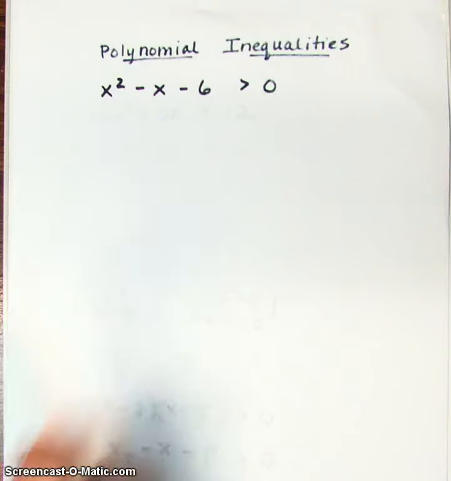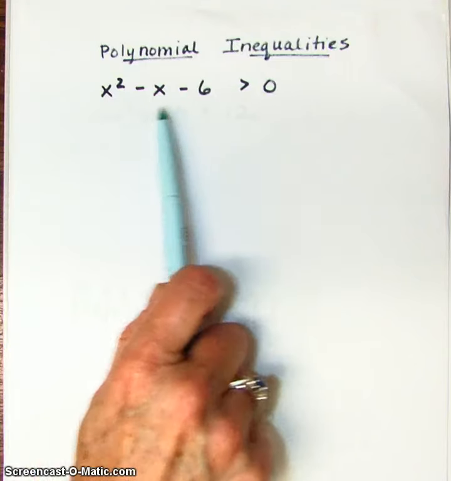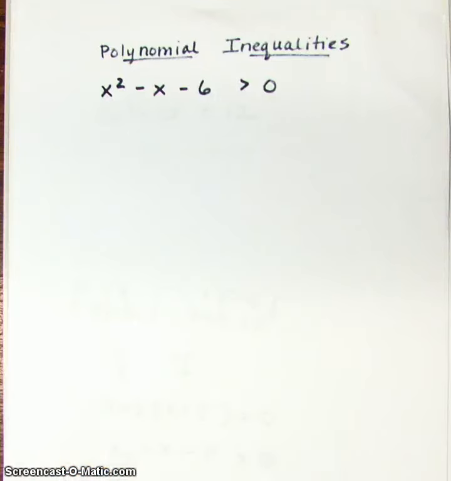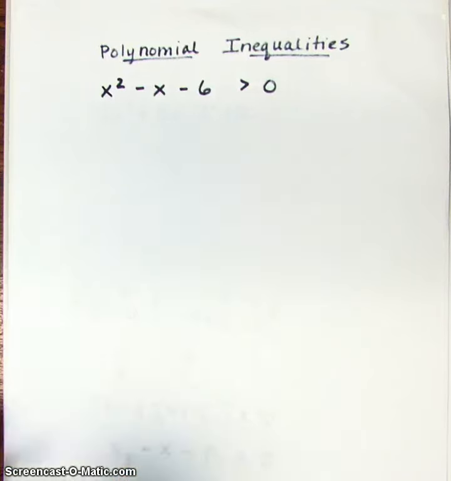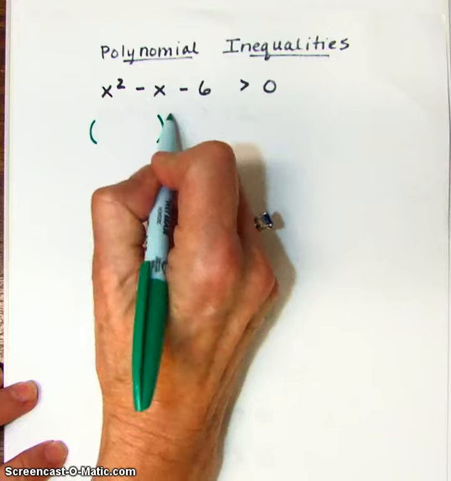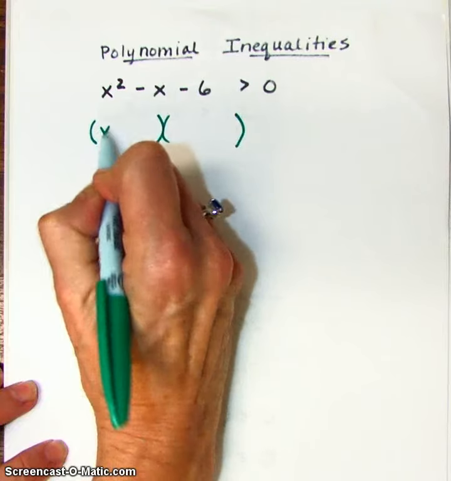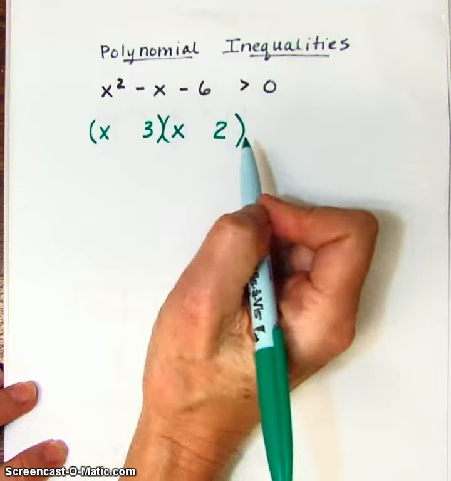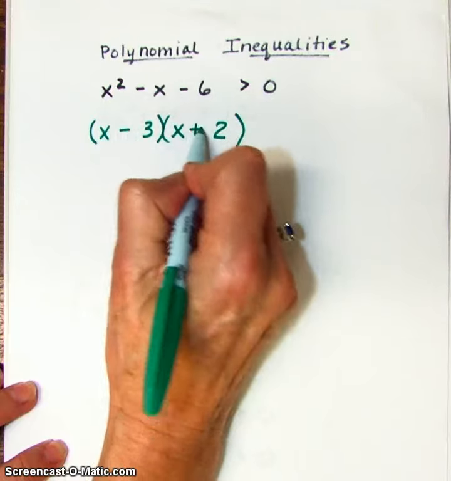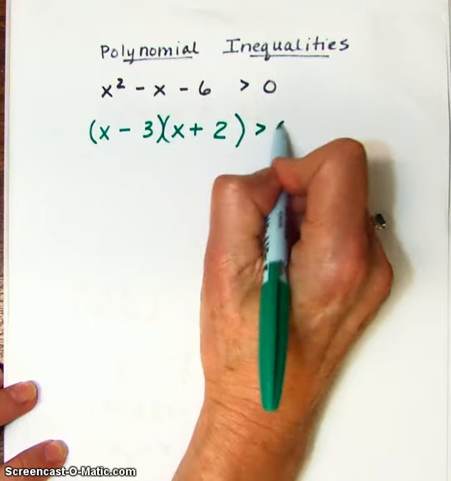The polynomial part is easy to spot. This is a trinomial, x squared minus x minus 6. This is a quadratic. The inequality part is also easy to spot, greater than 0. Now what we're going to do is factor this side. We have lots of options available to us, but this is a pretty easy one to factor. So we would say (x minus 3)(x plus 2) is greater than 0.